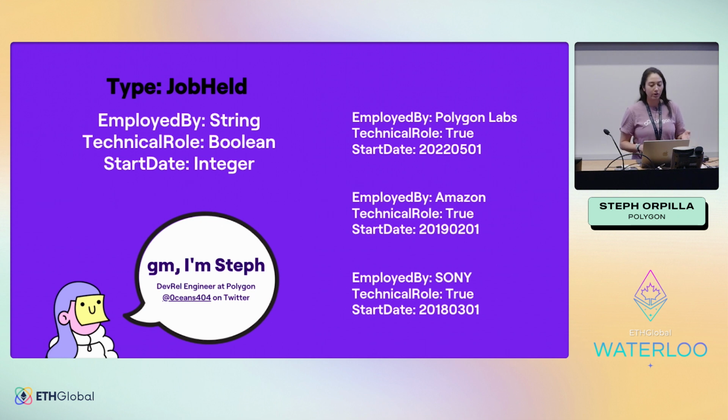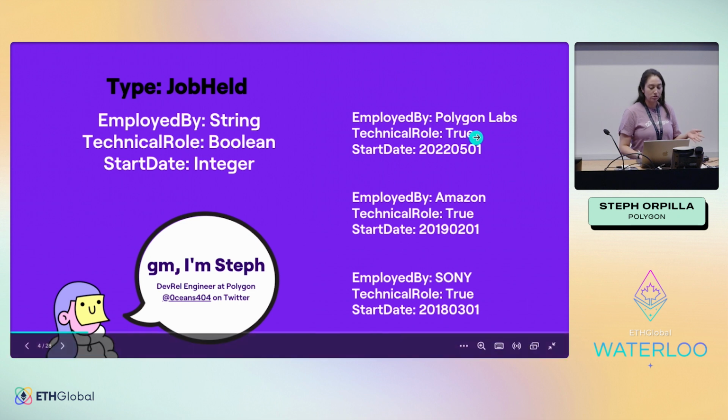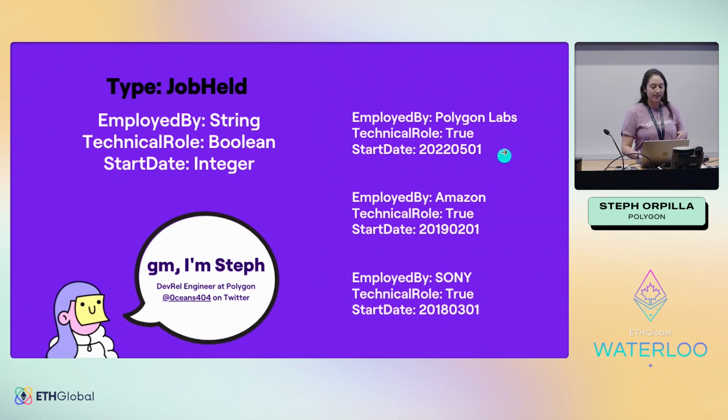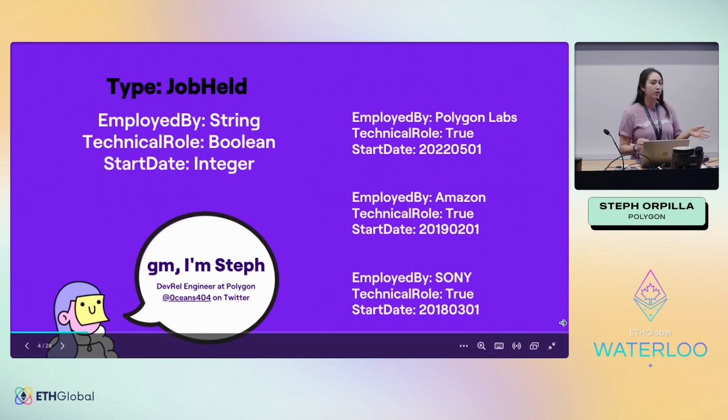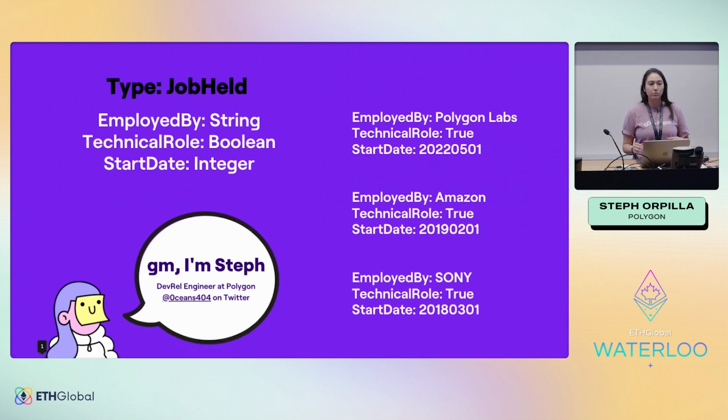So I'm currently employed by Polygon Labs. It is a technical role, so that Boolean is true. And I started back in May last year. Previous to that, I worked at Amazon. It was also a technical role and had a start date. And before that, I was at Sony. So these are 3 examples of credentials that I could hold in my wallet that would be of the type job held credential.